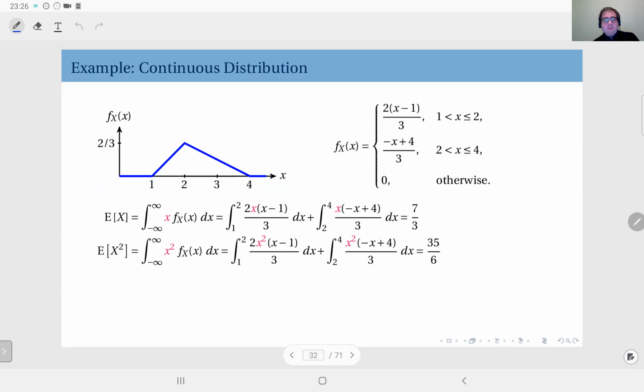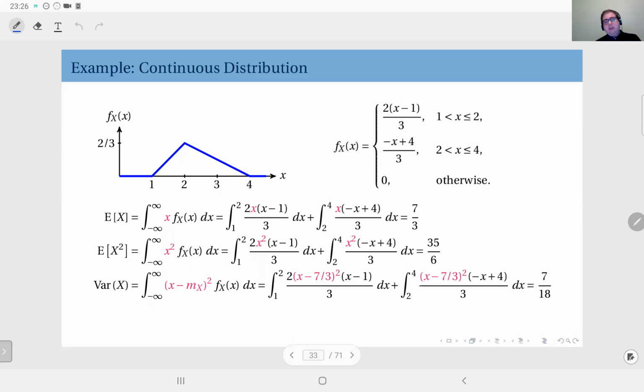And next, let's look at the second moment. Again, here's the definition. X squared, square of the outcomes, weighted by the PDF value, integrated over the entire real line. Again, we have the integration from 1 to 2, using the first piece of the PDF, and then from 2 to 4, using the second piece, and we have this x squared multiplier in each part of the integration. And you take this integral against the polynomial, not that difficult to take. The result is 35 by 6.